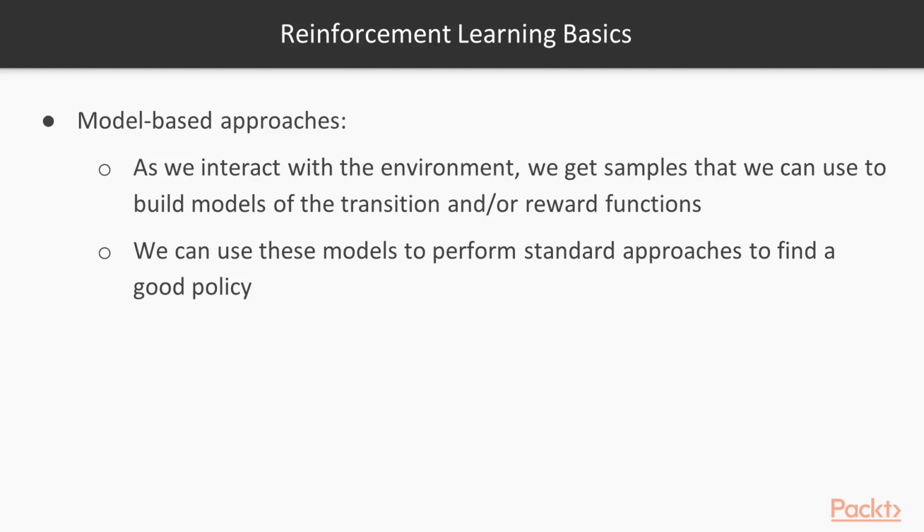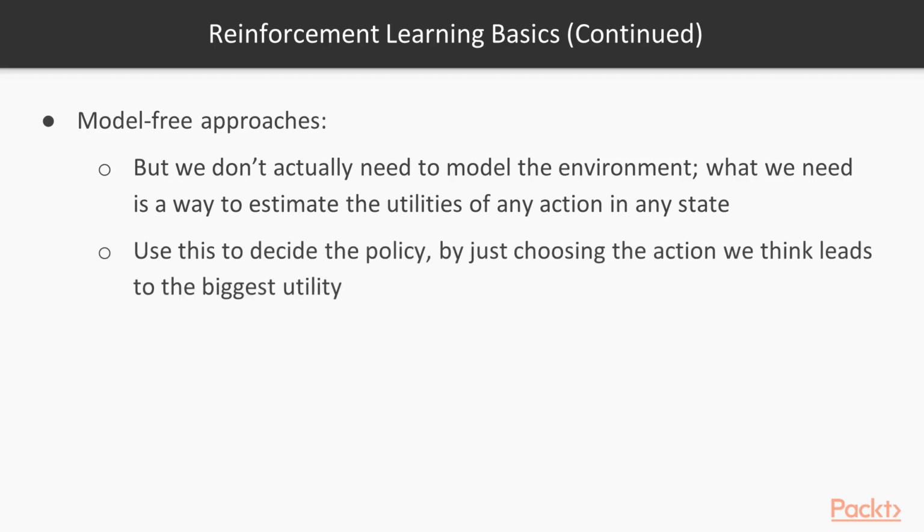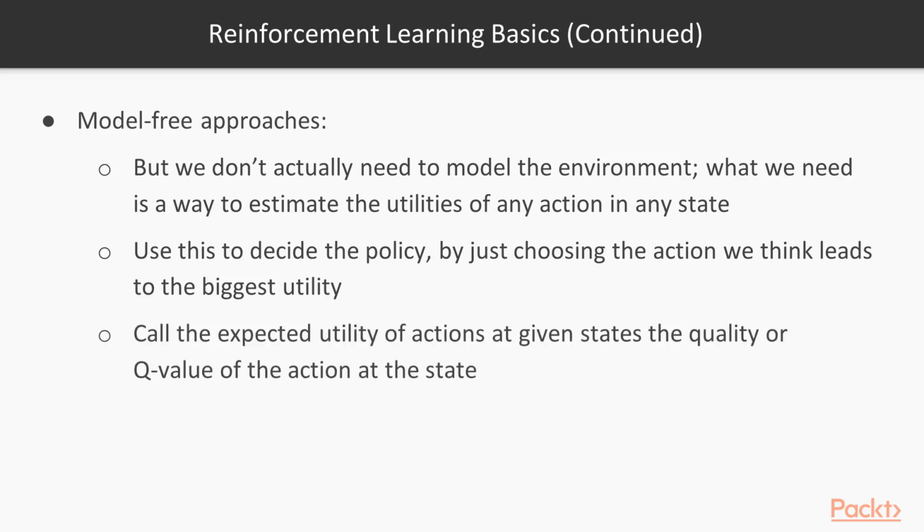However, it might surprise you that we don't actually need to do this. We don't actually need to model the environment, because after all, what we really need is a way to estimate the utility of taking particular actions in particular states. Once we have such a means of estimating the utility of any action in any state, we can use this to decide the policy. We just need to choose the action we think leads to the biggest utility. And we're going to call these expected utility of actions at given states the quality or Q value of the action at the state. If we were doing a model-based approach, we would be estimating these Q values via inference on our models of the environment.